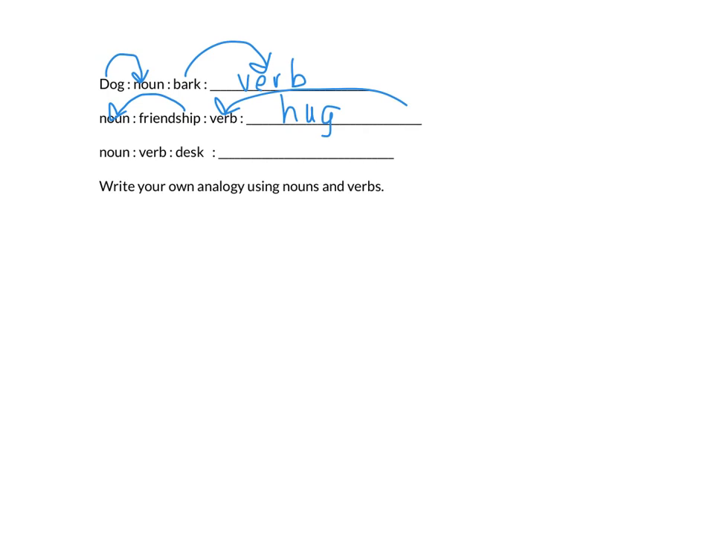And my last analogy, noun is to verb, so those are two parts of speech, as desk is to blank. So here the relationship is, these are parts of speech, nouns and verbs, but I also notice that a desk is a noun. So my second part of my analogy, I have to have an example of a verb. So the first set is the actual part of speech. The second set would be the examples of those parts of speech. So noun is to verb as desk is to study, something that you can do at a desk. And study is an example of a verb.